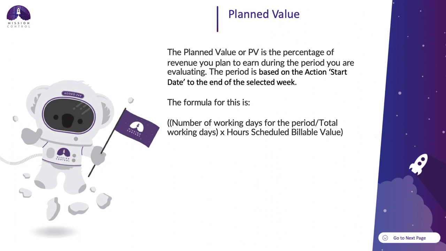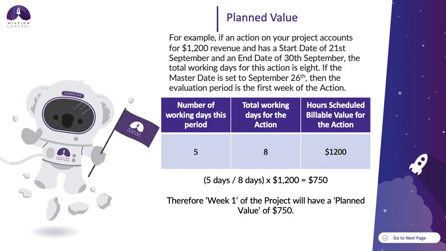Planned value. The planned value, or PV, is the percentage of revenue that you plan to earn during the period that you're evaluating. The period is based on the action start date to the end of the selected week. The formula for this is the number of working days for the period divided by the total working days for the action times the hours scheduled billable value. Let's take a look at an example for this.